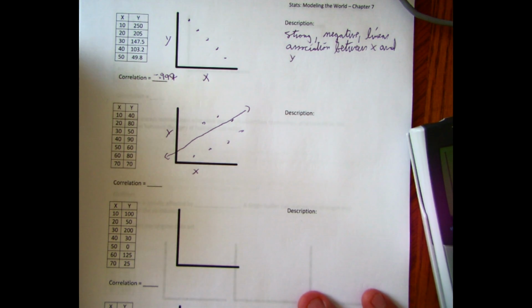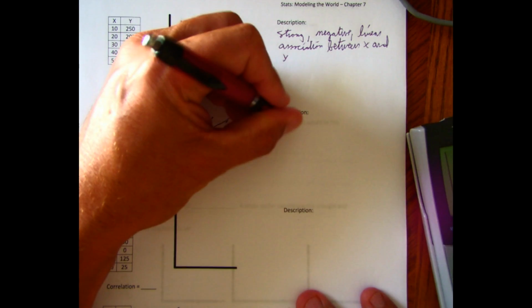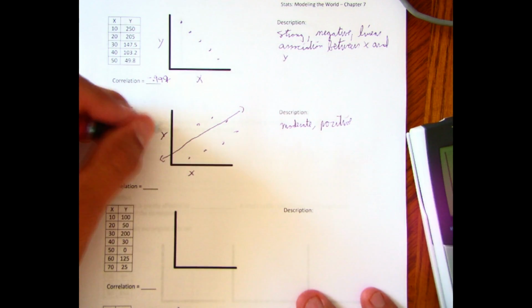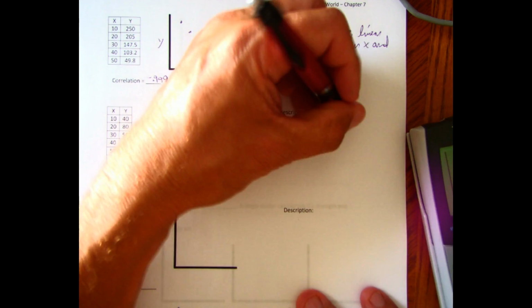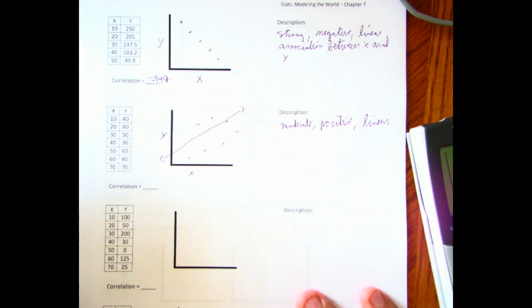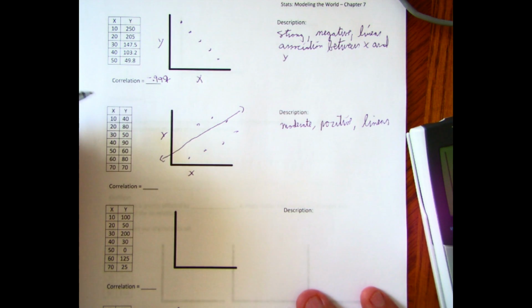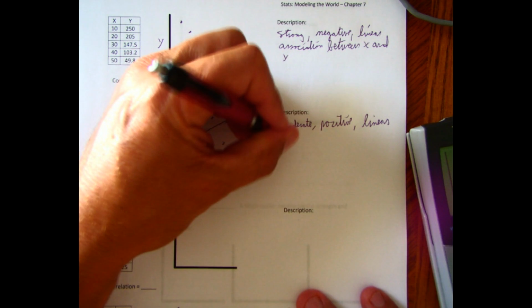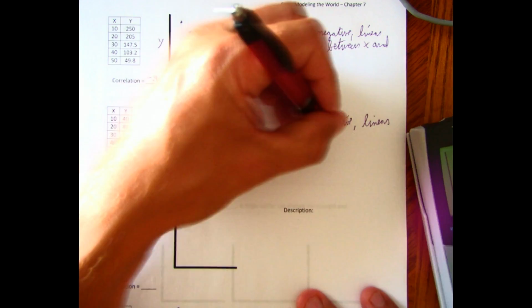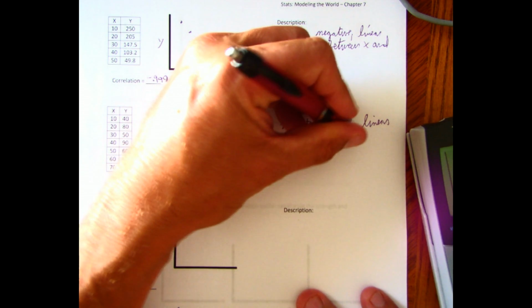So let's talk about strength. Now in this case I'm going to say this is moderate, and this is going to be positive. As X increases, Y is increasing. And I'm going to say this is a linear relationship because I could draw a line through it. It's not curved and it's not parabolic. And I don't see any real points that concern me, so I'm going to say that's between X and Y.